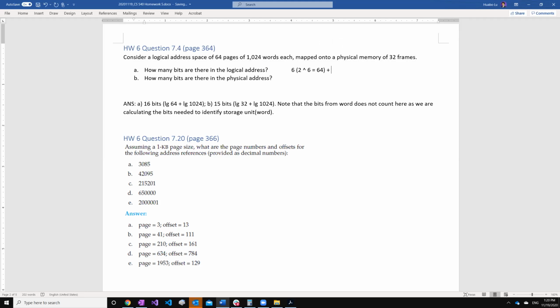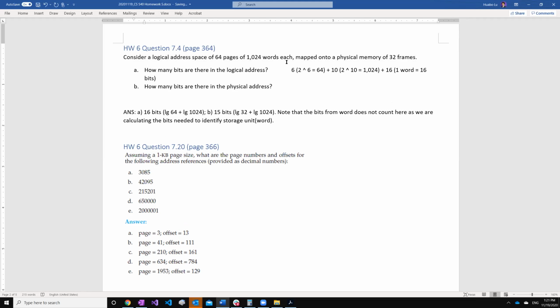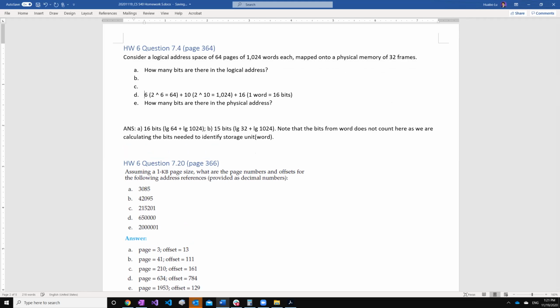And for each page, you have 2 to the power of 10, which is 1024 units inside each page, so you need the extra 10 bits to represent that. Then it is so tempting to add the next one, which is 16 bits, because you do have the reason: one word is 16 bits.